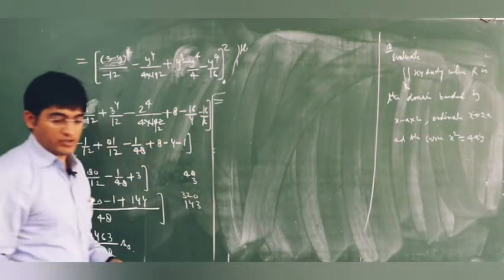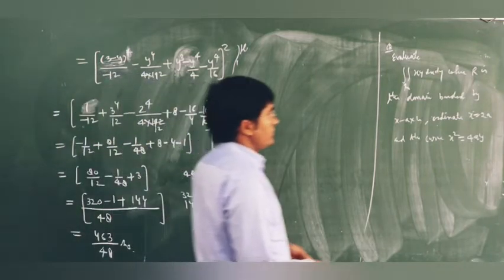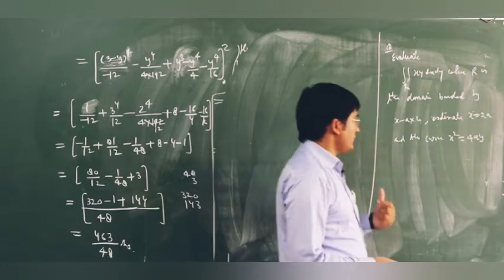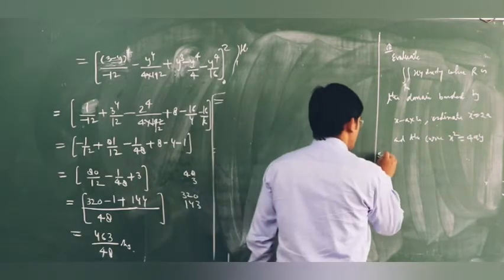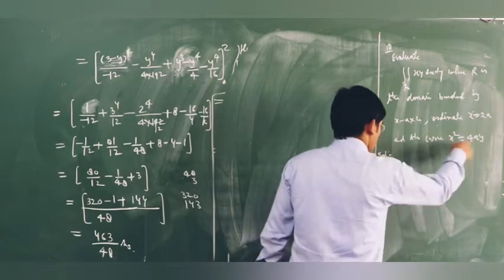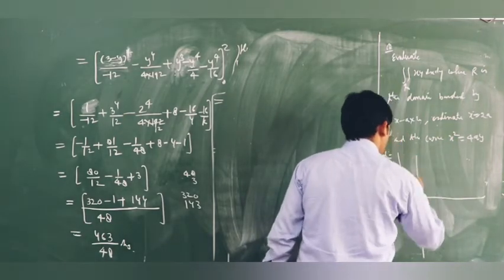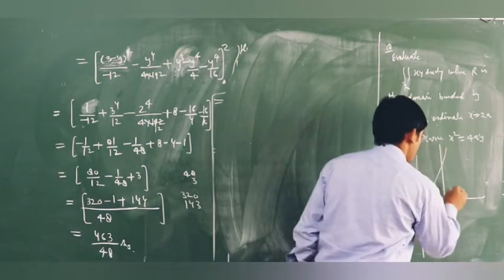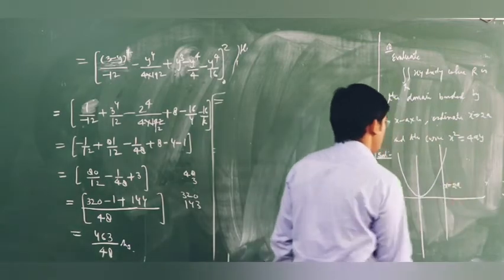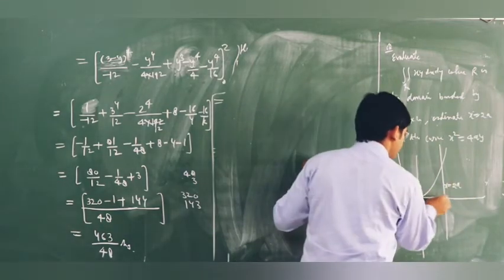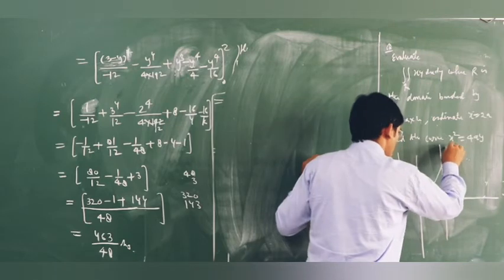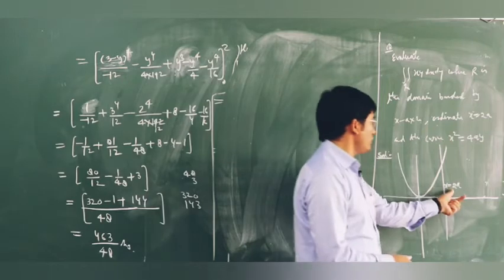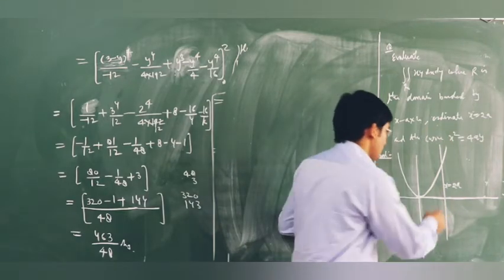So evaluate this double integral where R is the domain bounded by the x-axis, the ordinate x equal to 2a, and the curve x square equal to 4ay. So your solution: the curve x square equal to 4ay will be this one. Now the ordinate x equal to 2a will be somewhere here, and the x-axis is this one. So your required region is between the ordinate, the x-axis, and the curve. So this is your region.